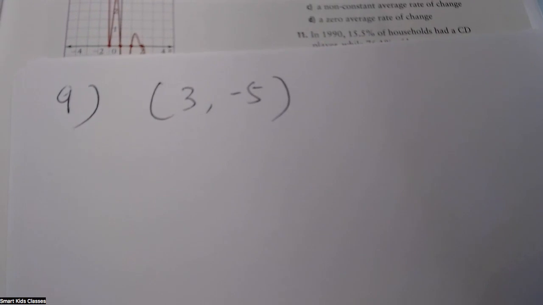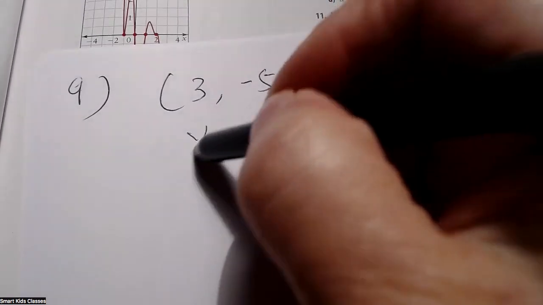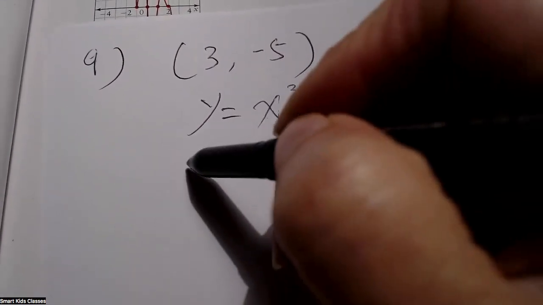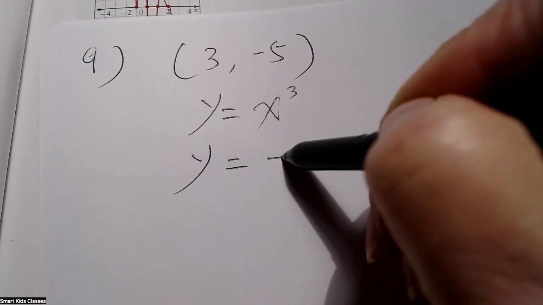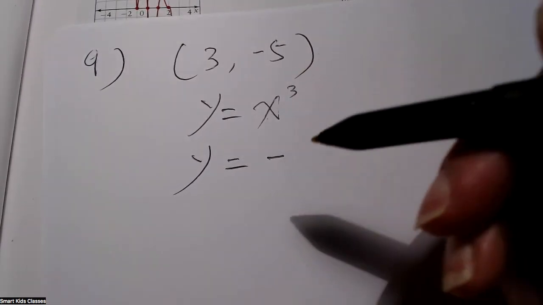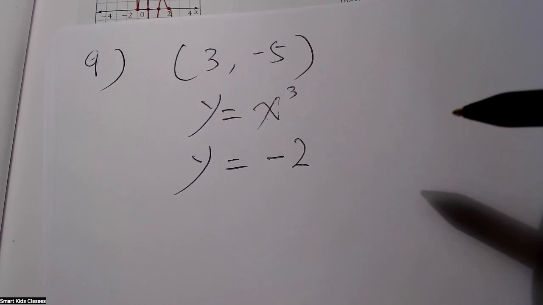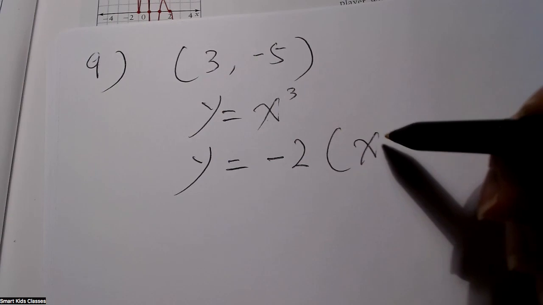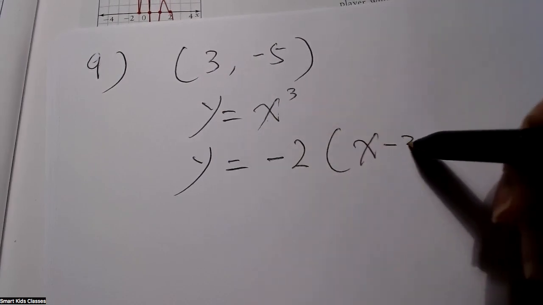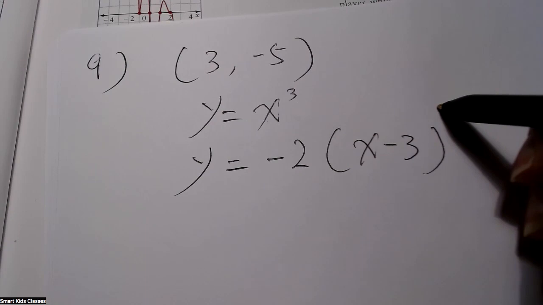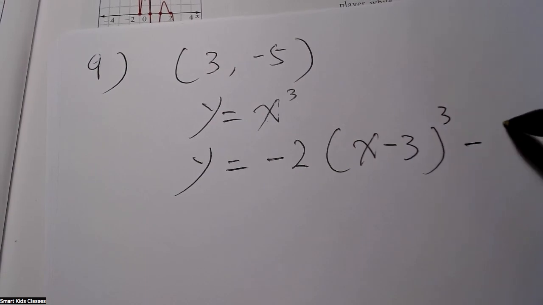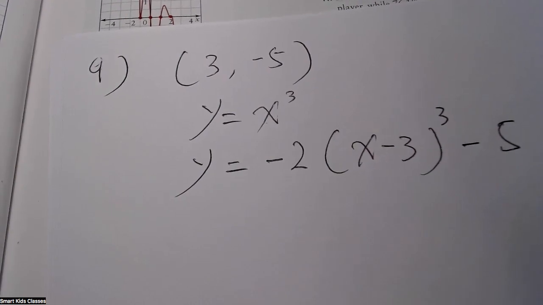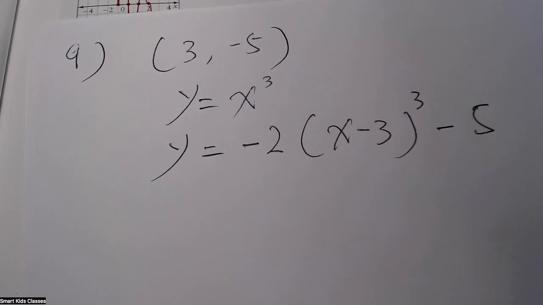So we're going to write the parent function first, y = x^3. Then the one that has been transformed: y = negative, let's say we put a -2 approximated by the graph, and then put a bracket: x, the vertex x-coordinate, minus 3, exponent 3, and -5. That's the equation for question 9. Now we are going to do the next question.